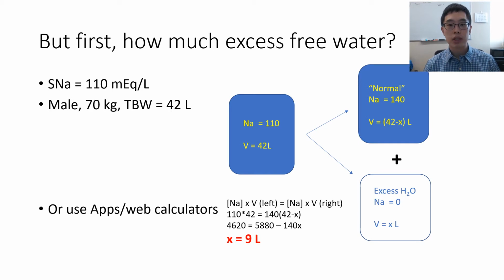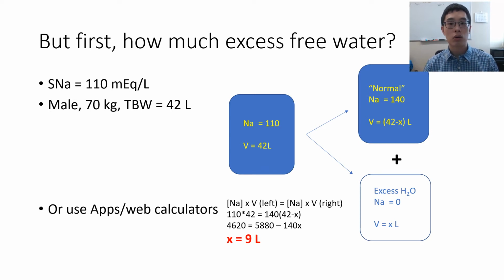Let's take first a 70-kilo male patient with a total body water of 42 liters and a starting serum sodium of 110 milliequivalents per liter. We can think about this patient as being made up of two different compartments, as seen on the right side, one of which is a patient with a normal serum sodium level of 140, and the other compartment being how much water I have to dilute this patient in order to get a serum concentration of 110. In this case, we assume that mass is conserved, meaning that the total volume on the right side must equal the total volume on the left side.